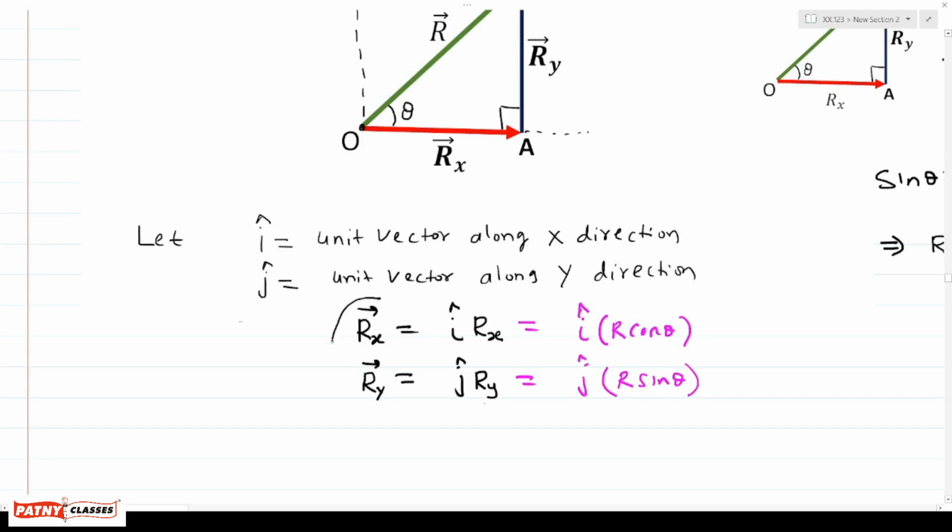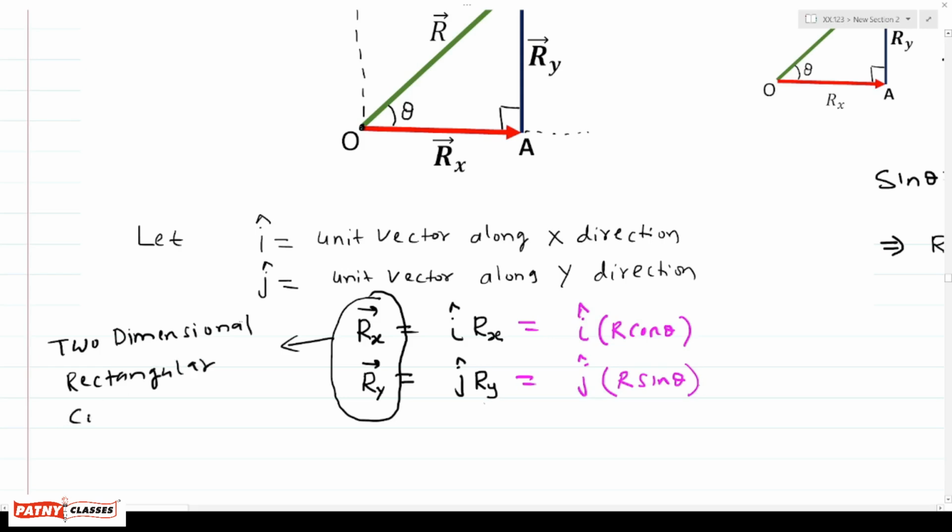Finally, the vector Rx and vector Ry are called as two-dimensional rectangular components of vector R.